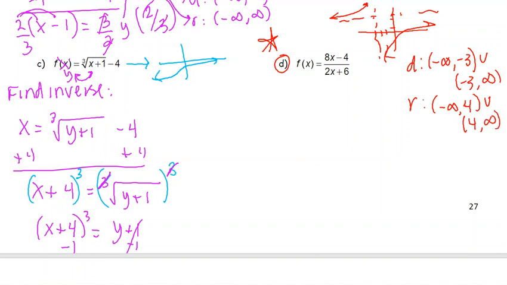Just a quick reminder on how to find these. The vertical asymptote is found by setting the denominator equal to 0. If you solve that you would get x equals -3.